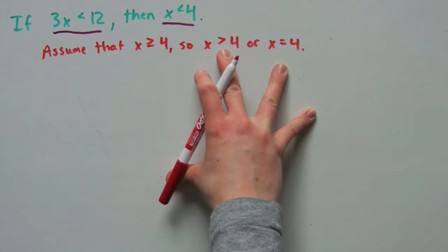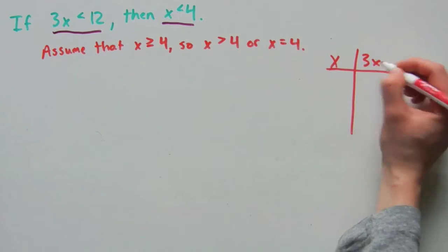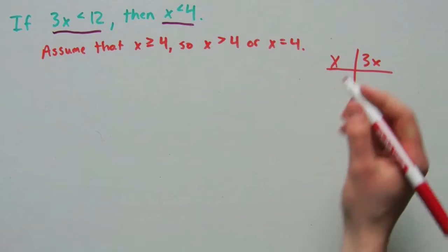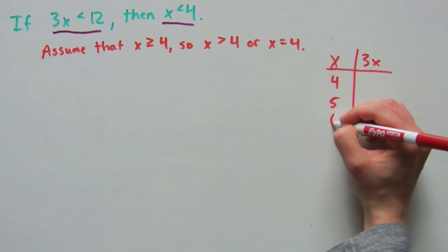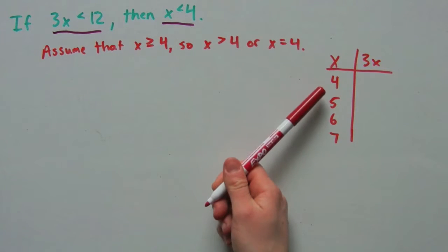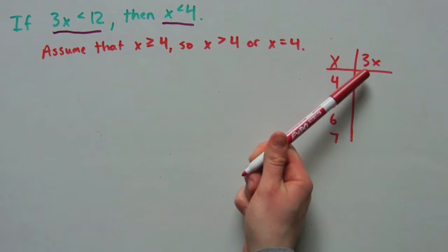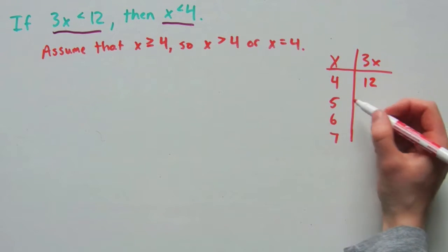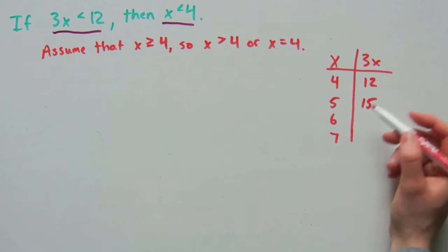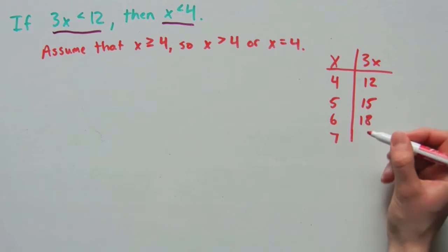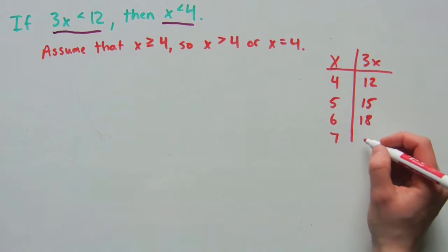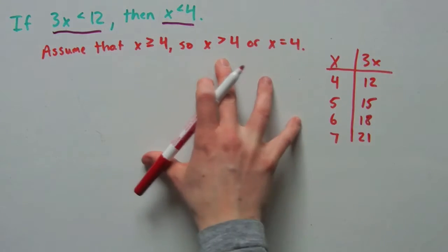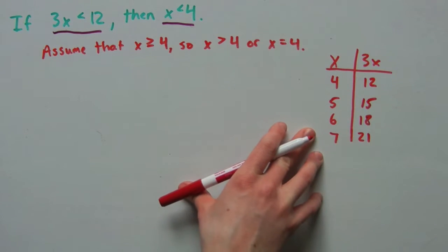Let's go ahead and use a table to help us prove this. I want to take care of 4 and greater than 4 all in this one table. So we're going to start at 4 and go up to 7. So when x is 4, 3 times 4 is 12. When x is 5, 3 times 5 is 15. X is 6, 3 times 6, 18. X is 7, 7 times 3 is 21. Already we've contradicted our conclusion in our table.